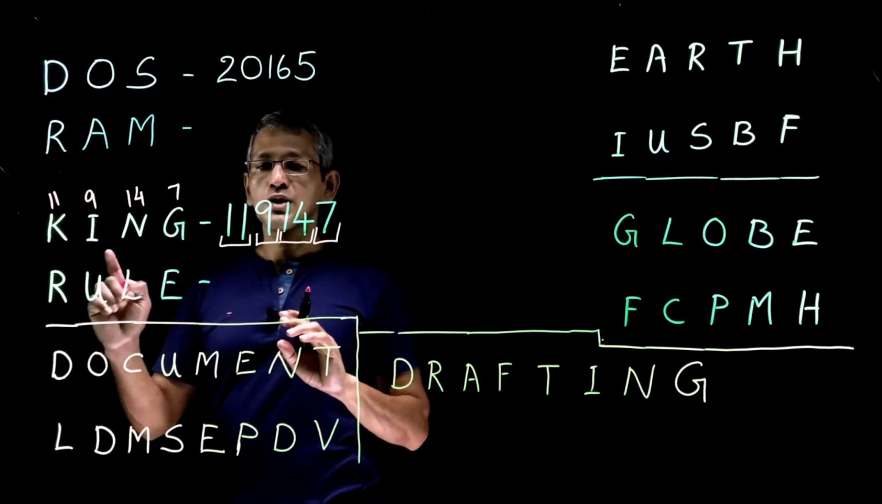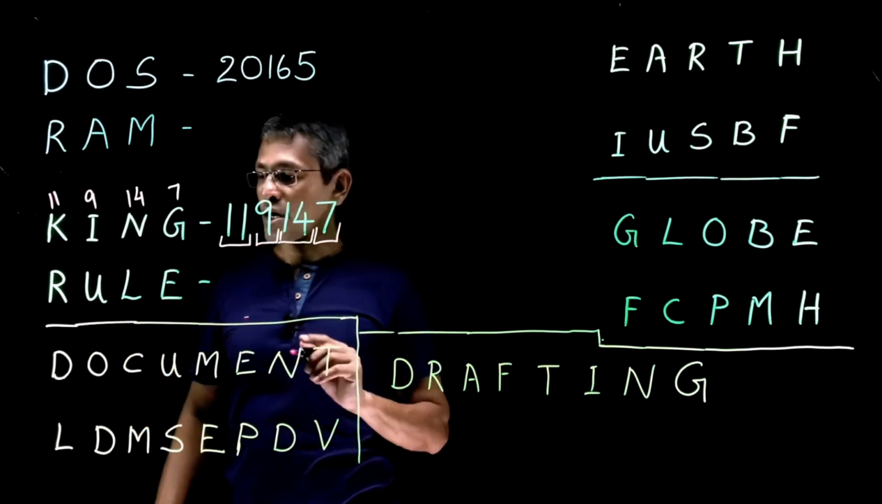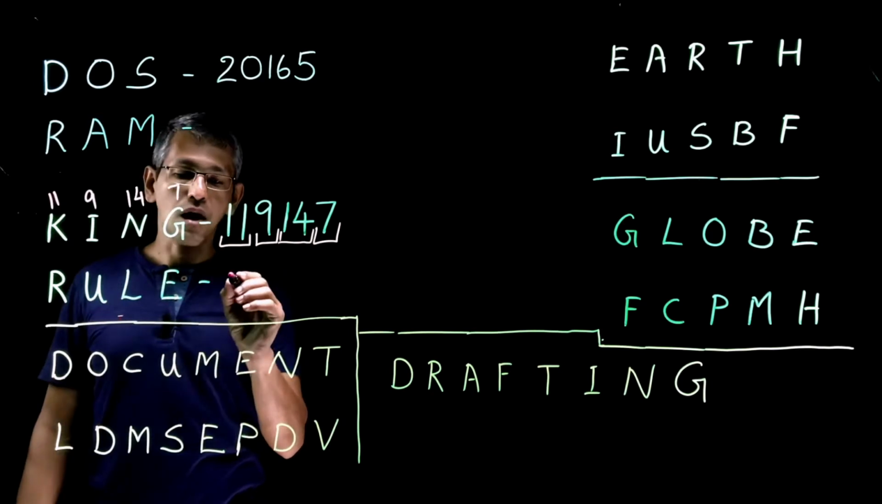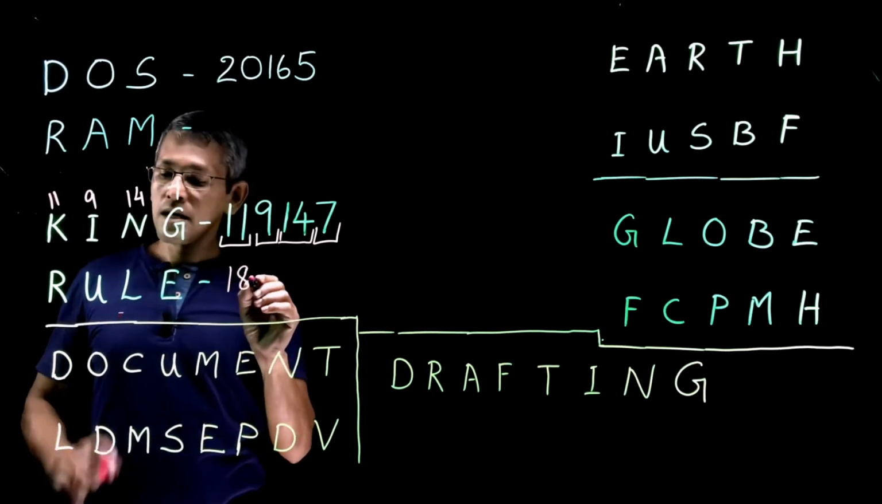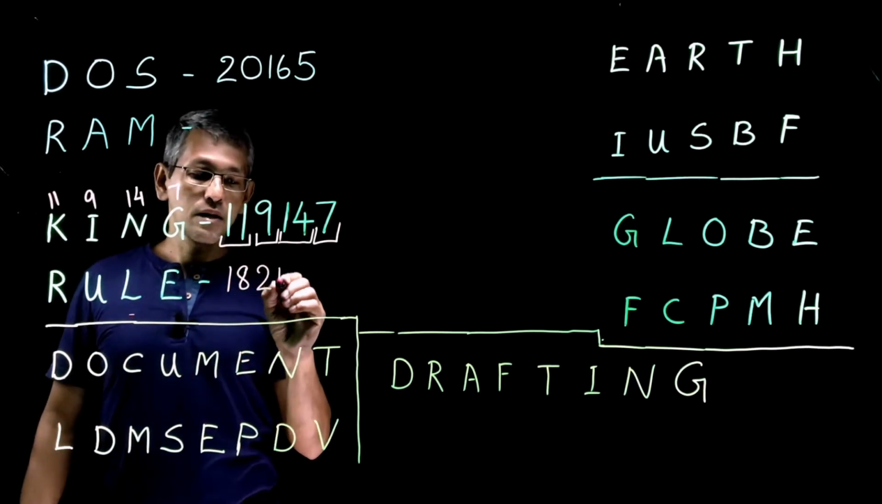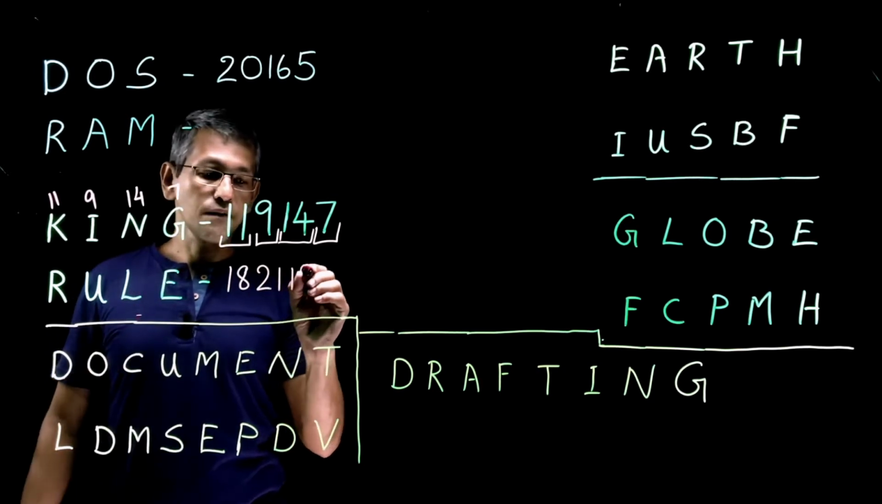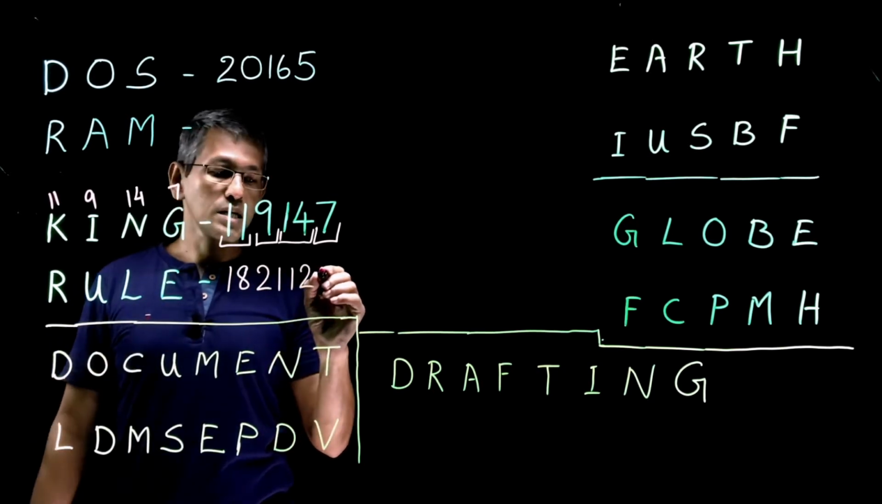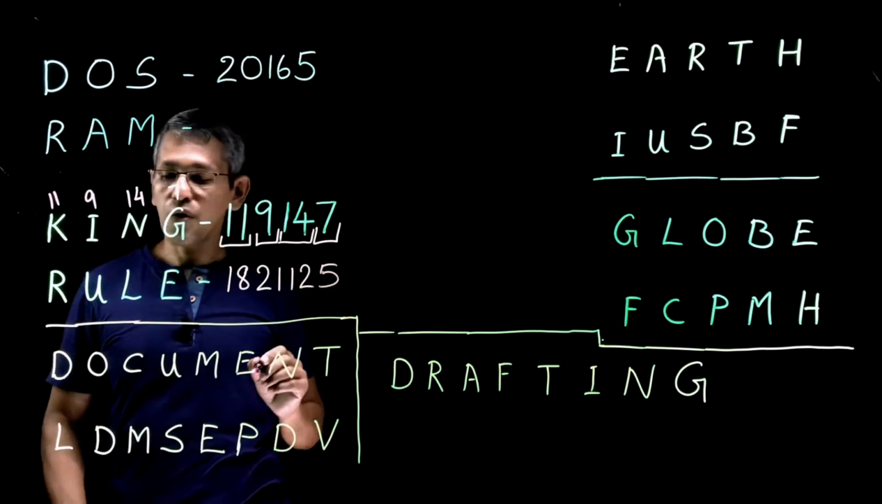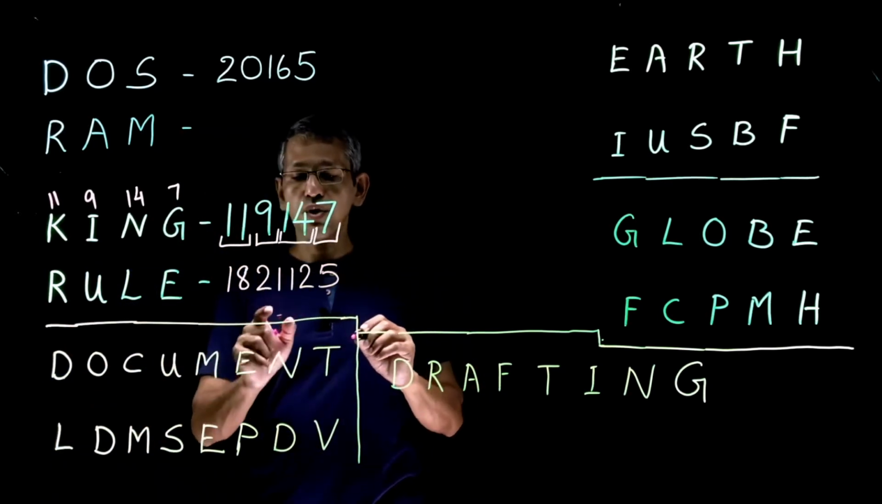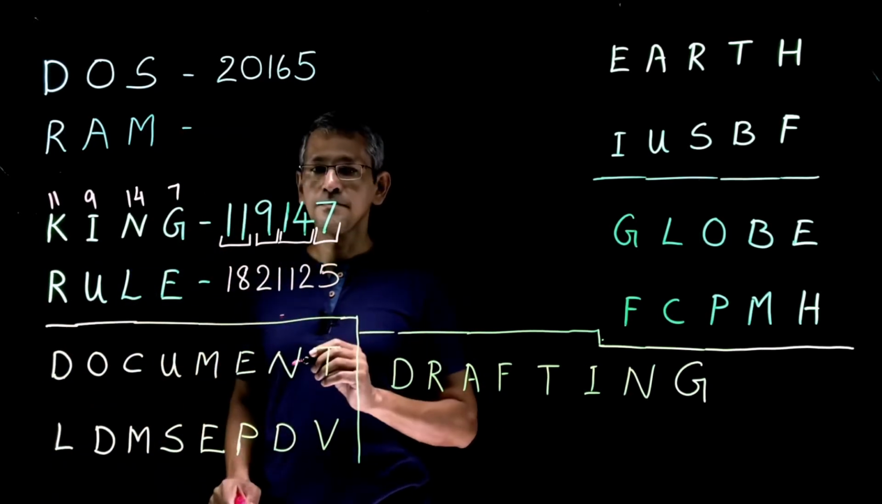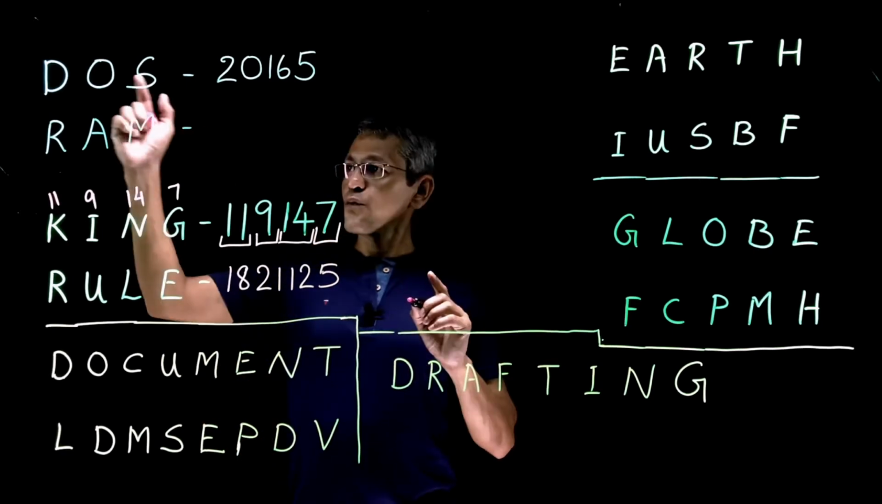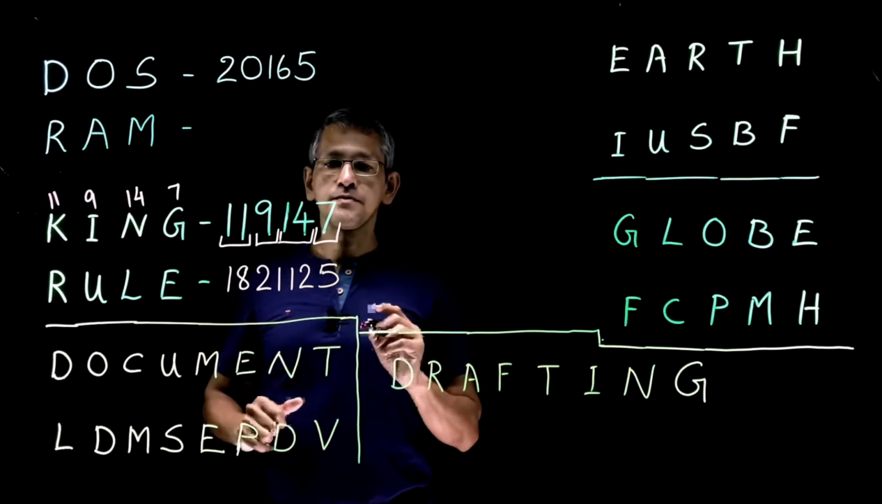So if that is the case, what is the code for RULE? RULE must be, the first, R is what? 18. U, 21. And L, 12. And E must be 5. So the code for RULE must be 18, 21, 12 and 5. So then, what would be the code for DOSE?